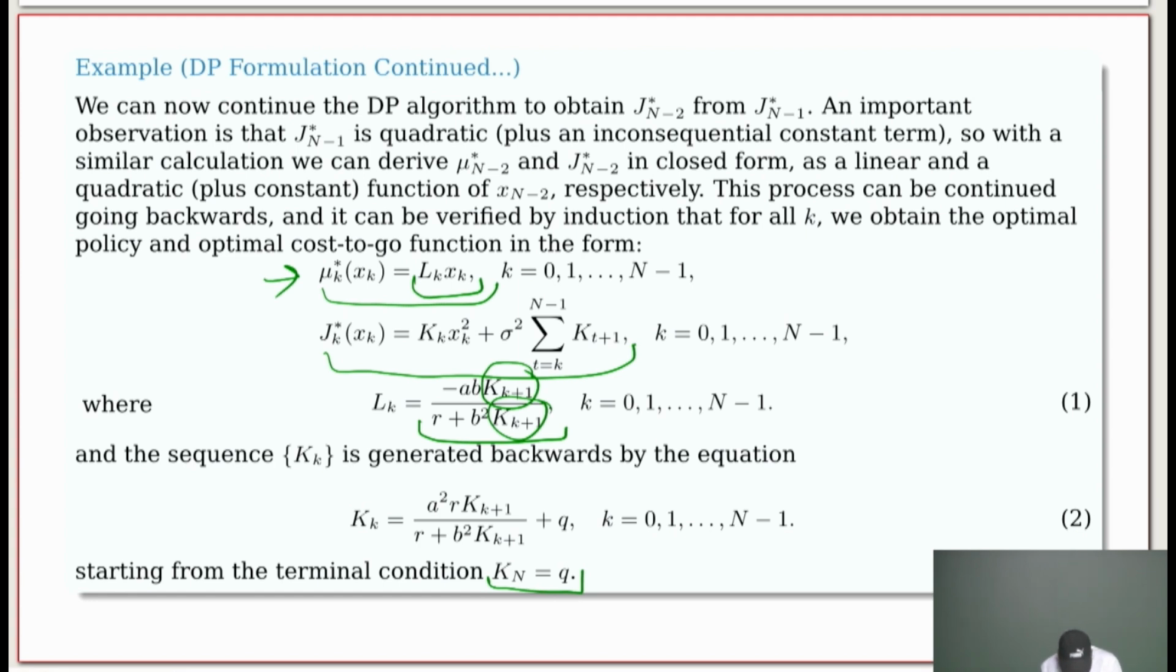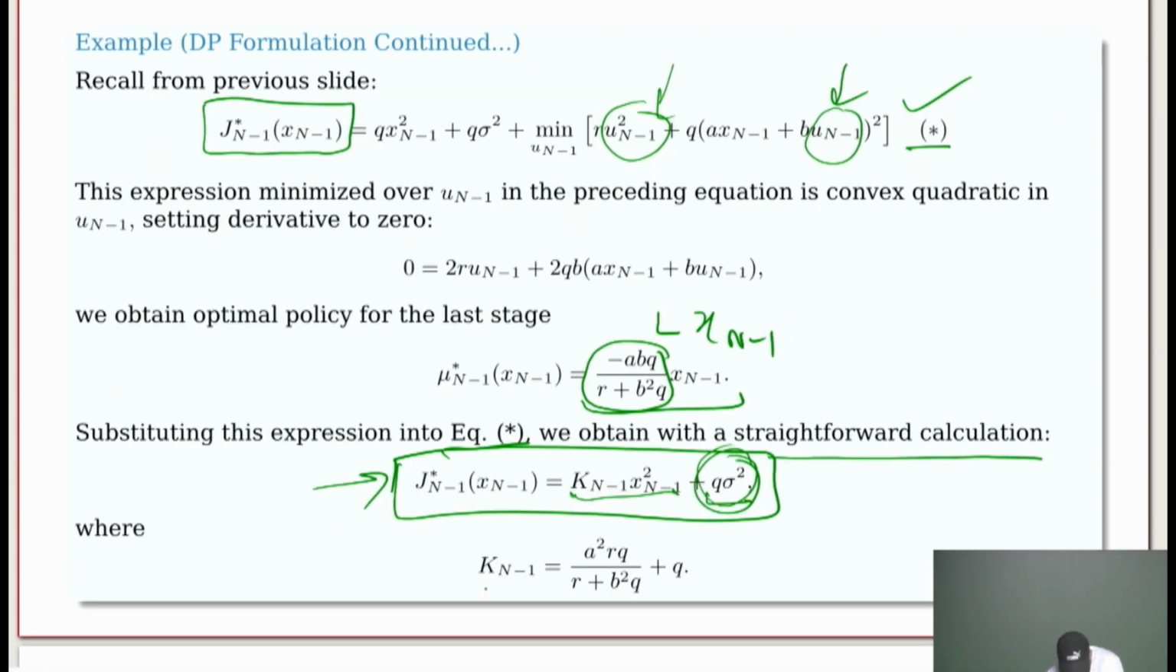Assuming that these things are okay, the Jk could be simplified like this, and Lk could be written like this, where Kk itself will follow this sequence. Previously, Kn was Q, and Kn minus 1 we derived before, which is this. Now we are trying to write down what would be the Kk, the kth step K. So we can write down the kth step iterations and then solve for the optima at the kth step and so on.